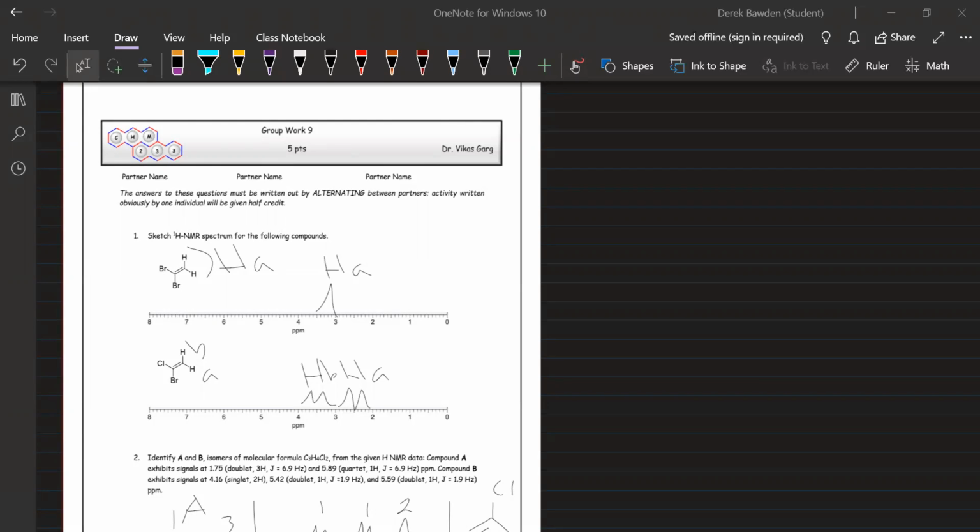So you have your halide and your nucleophile. If you double the concentration of both your nucleophile and your alkyl halide, then you're going to times 4. Oh, sorry, I circled the wrong one. Yep, I did circle the wrong one. It is quadruple. I apologize.